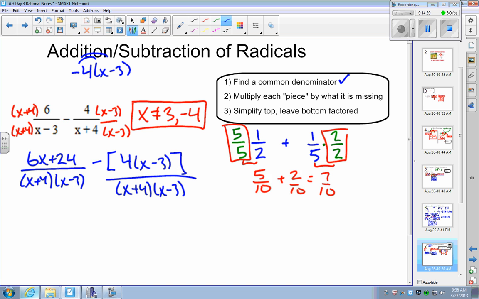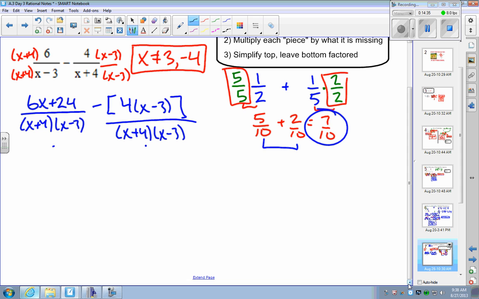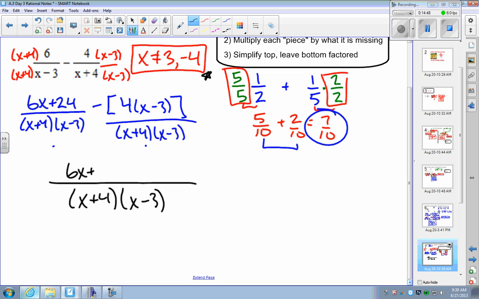Okay, I'm going to put this all over one term, just like I have these two steps right here. It's the same idea right now. I could combine it to 7 over 10. As soon as you have the same denominator, you can write them over that common denominator. So everything for me now is over an x plus 4 and an x minus 3, and the domain still works. Simplify the top. Now, throw that negative through there.